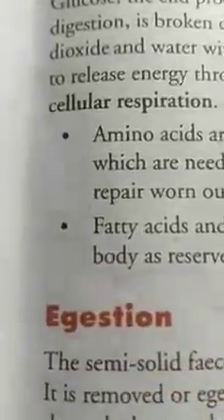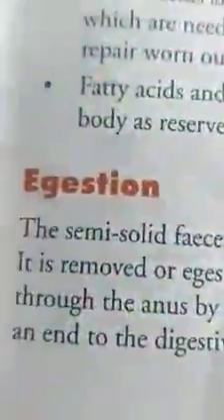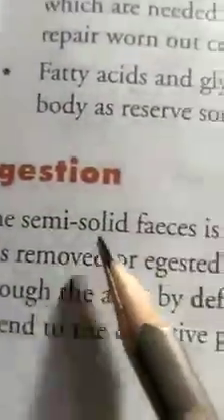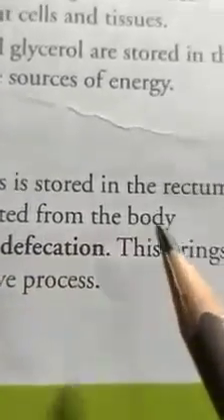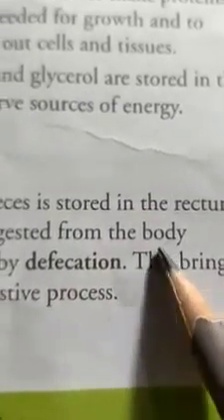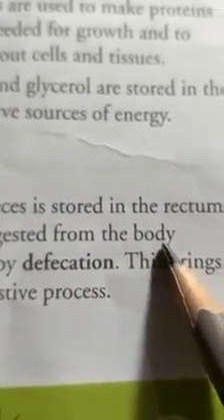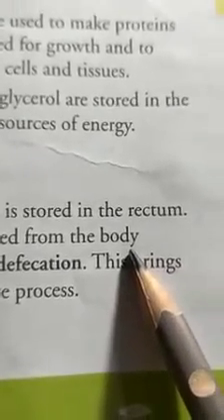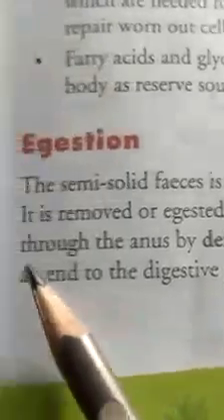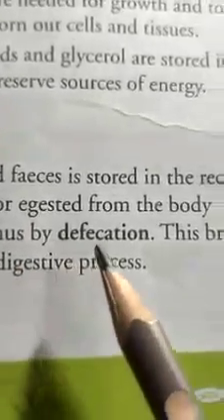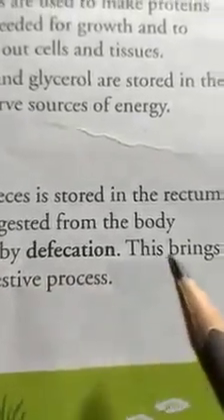Dear students, come to the illustration. Next, the semi-solid feces is stored in the rectum. It is removed or expelled from the body. Dear students, I earlier told you feces passes out of the body through the anus. The process is called what? Egestion, through the anus by defecation.